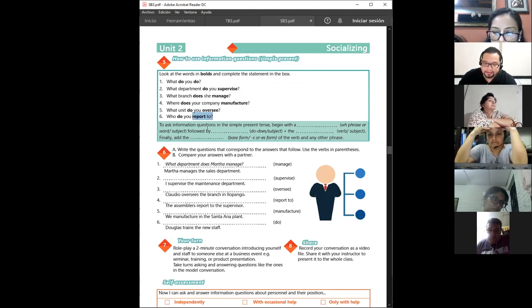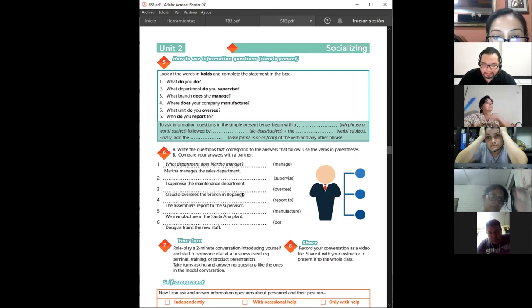Okay, to ask an information question in simple present tense, begin with a WH phrase or word, followed by the auxiliary, then the subject, and finally the base form of the verb. In this case, we don't use the S or ES at the end. Okay, what I need you to do is complete exercise number 6.